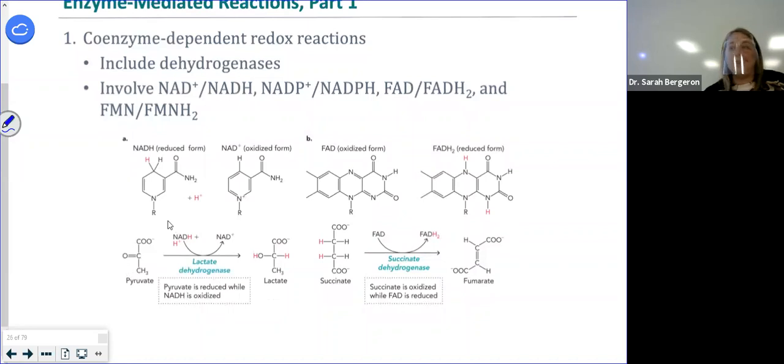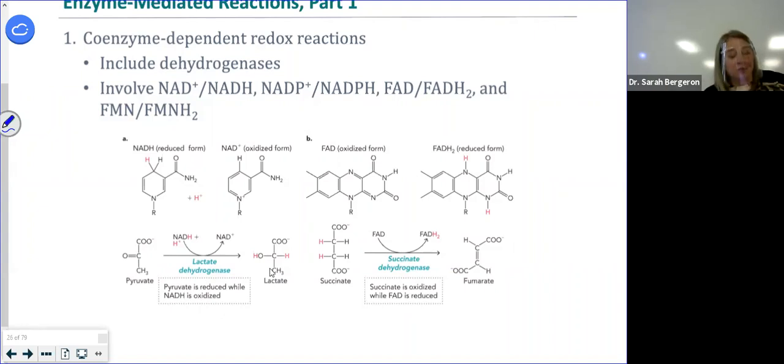So here's our example. You're actually going to do this in lab. Lactate dehydrogenase, LDH, is an enzyme you are actually going to purify in lab. And you're going to look at the activity of lactate dehydrogenase. And so you're going to actually monitor this exact reaction happening. So lactate dehydrogenase will convert pyruvate into lactate. So it will actually donate its hydrogens to the pyruvate in order to create lactate.